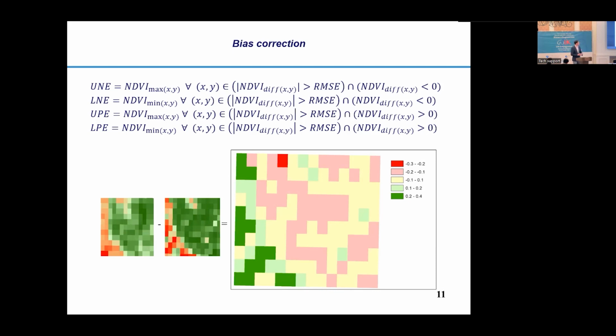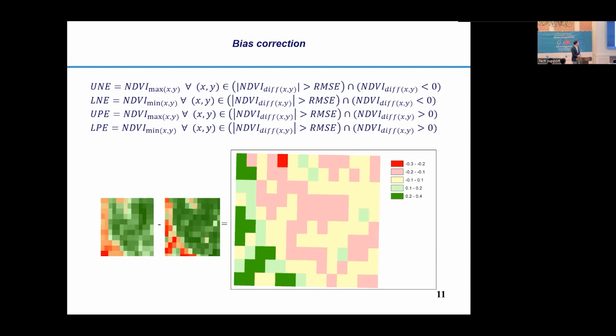Те значения, которые слишком отрицательные, нужно было корректировать, добавляя нашу поправку, нашу среднеквадратическую ошибку, а те, которые положительные, нужно было отнимать. Как раз об этом и заключалась логика коррекции.